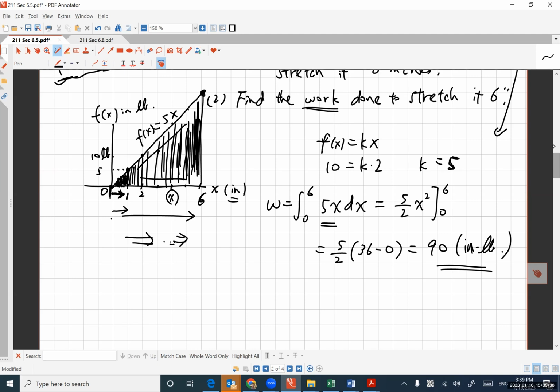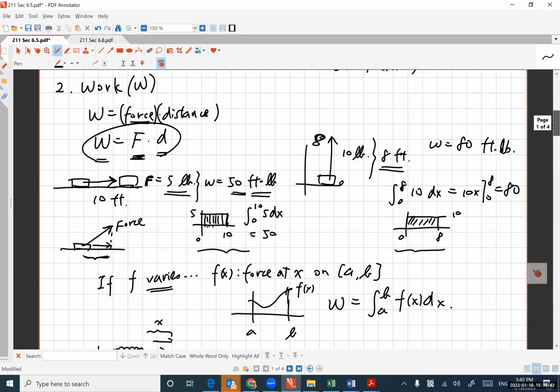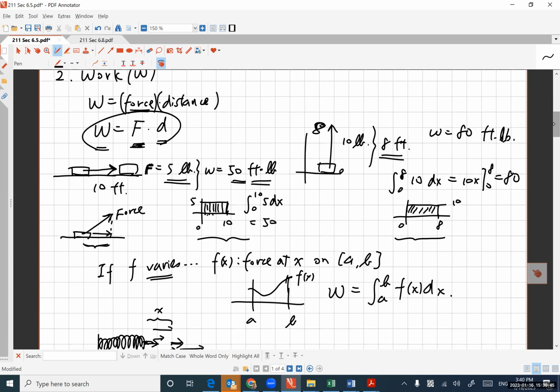All right, so there are many other applications mentioned in this section, but those are the only 2 we are going to do for our class. All right, and next up, we'll skip a couple of sections. Like in 6.6, we have moments and centers of mass, which you will probably learn in the 2nd semester of your calculus class. And so we'll go into 6.8 next.